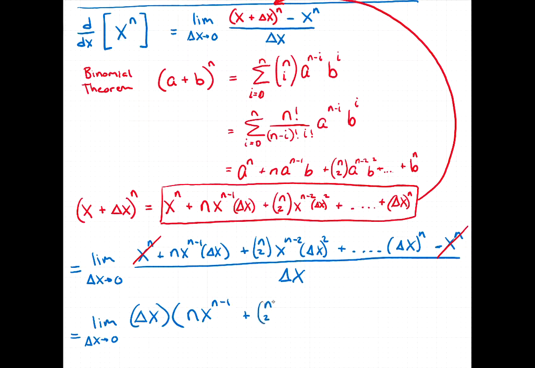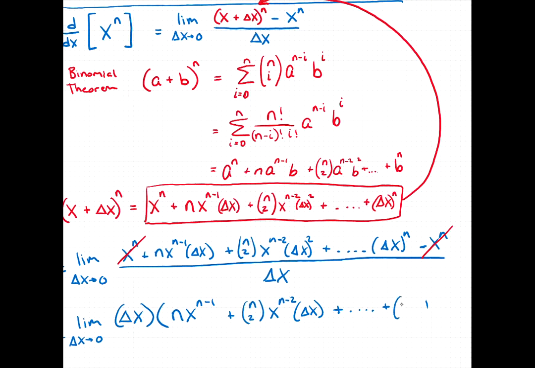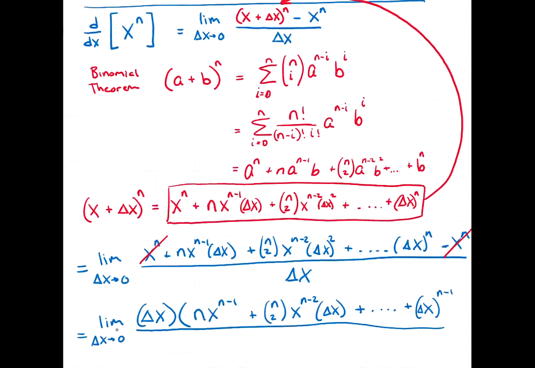Plus n combination 2 x to the n minus 2 times delta x all the way down to, now we're at delta x to the power of n minus 1. Okay. And this is all over delta x. All right, so now let's make this kind of big bracket so we know where it starts and where it ends.